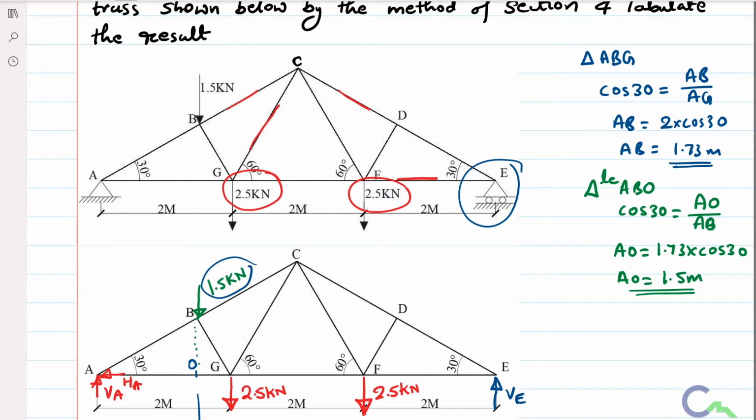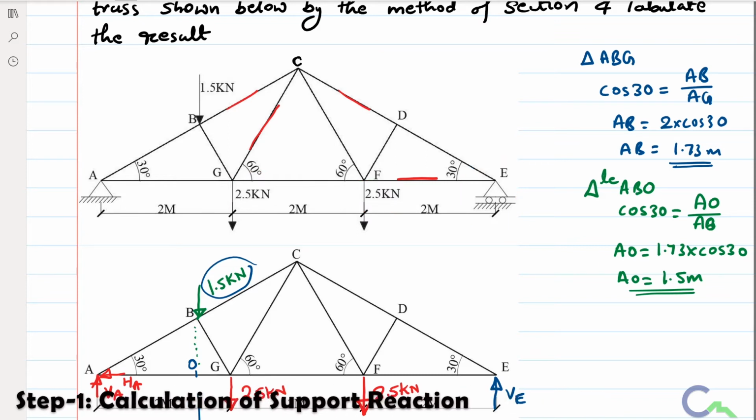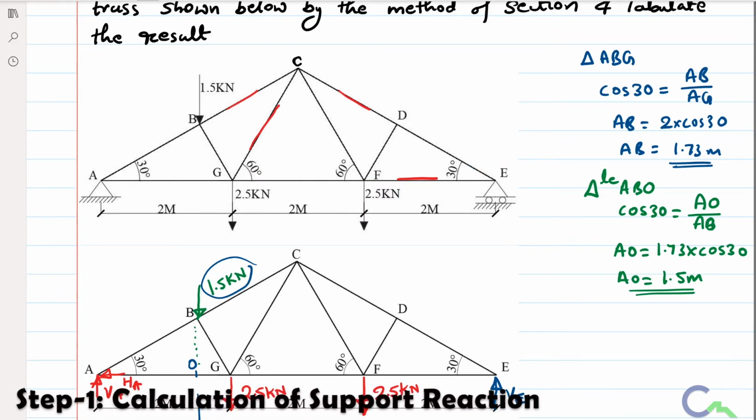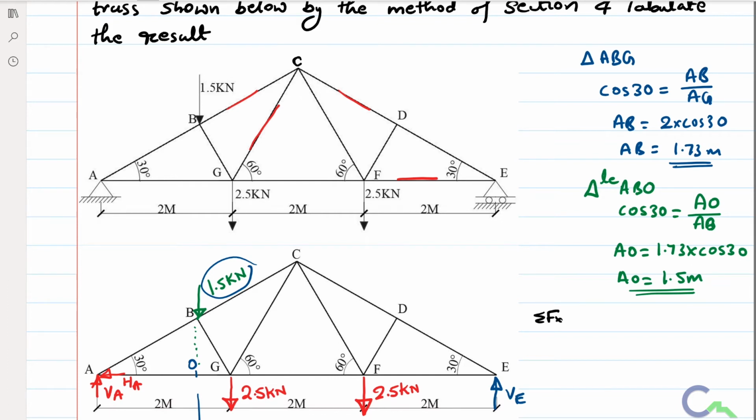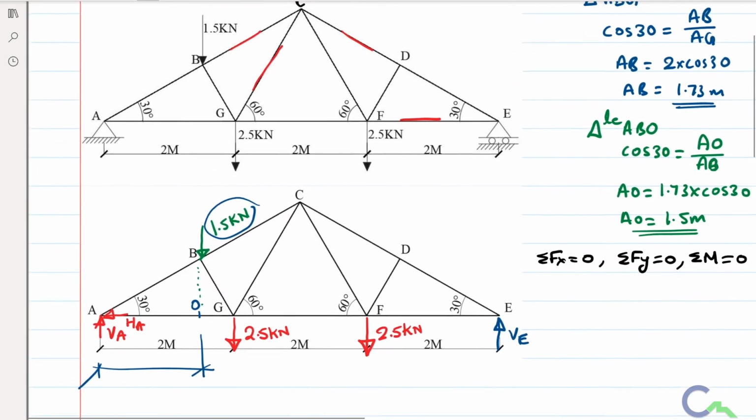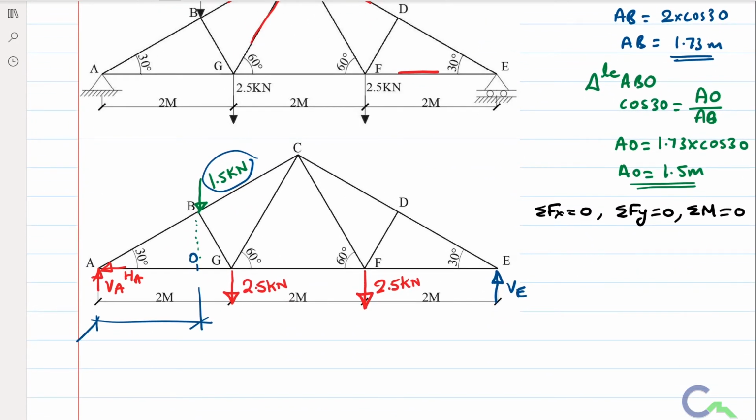So next step I am going to calculate support reaction. For that I am going to use three equilibrium conditions. First one, summation of horizontal forces is equal to 0. Summation of vertical forces is equal to 0. Summation of moment about any point is equal to 0. So first I am going to consider summation of horizontal forces is equal to 0. In this case there is only one horizontal force, that is HA, so HA is equal to 0. Therefore HA is equal to 0. There is no other forces.